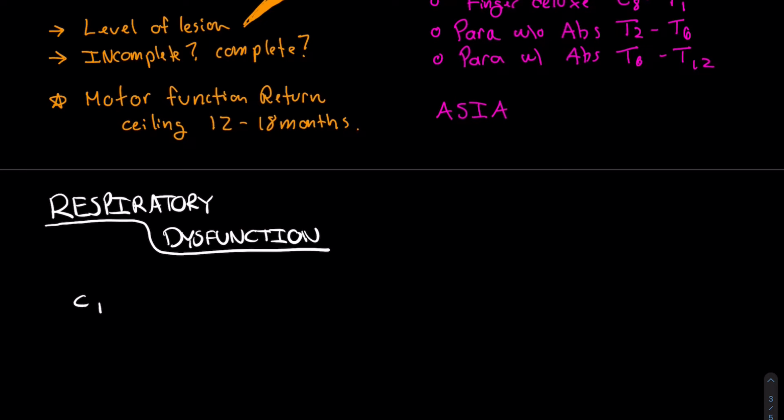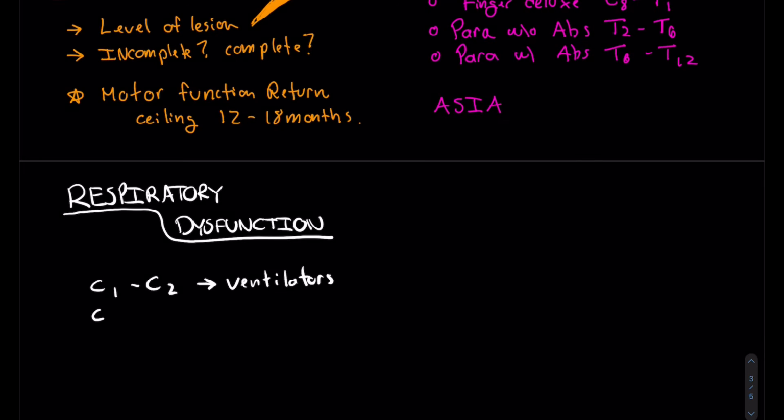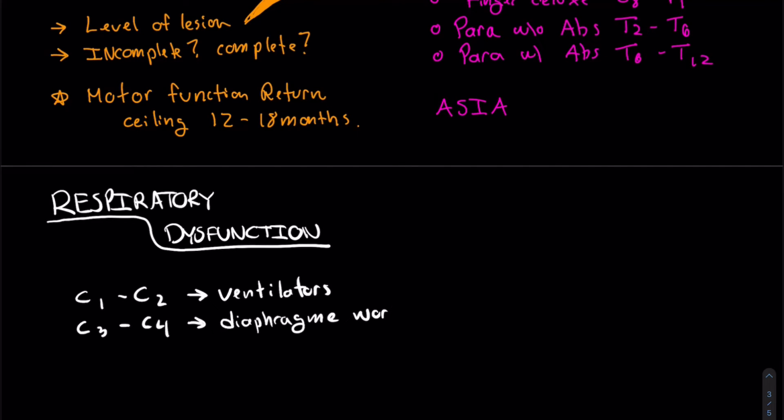If you have a tetraplegia C1, C2, these patients will not have the ability to breathe by themselves, so we find them on ventilators. With C3 to C4, the diaphragm will work, so these patients will be able to breathe by themselves. The tetraplegias in the C5 to C8 regions are quite common, so this one is important.